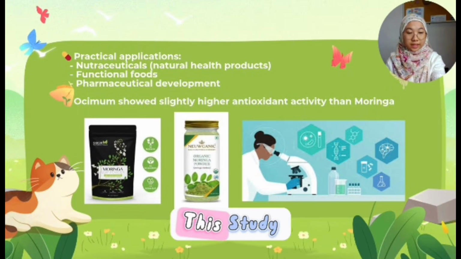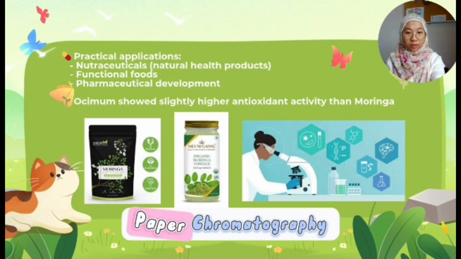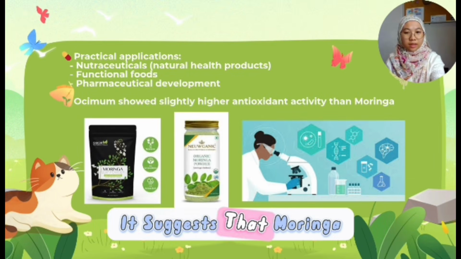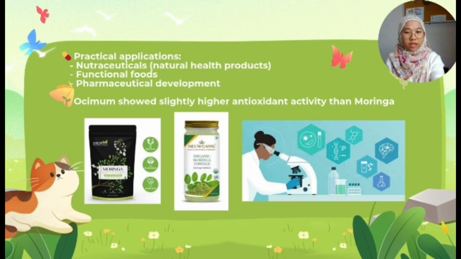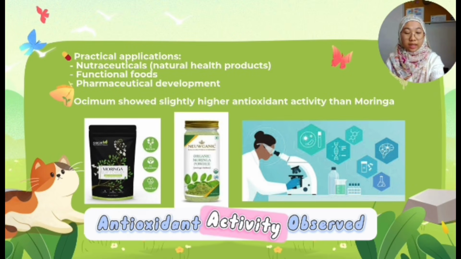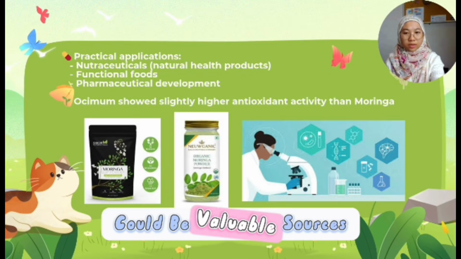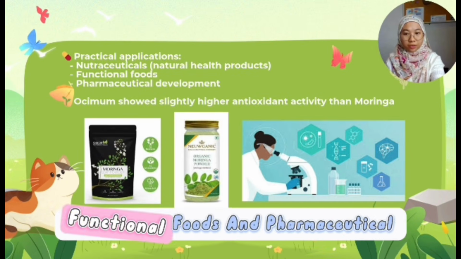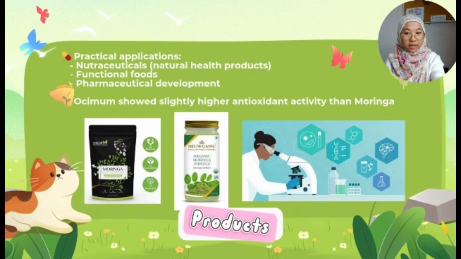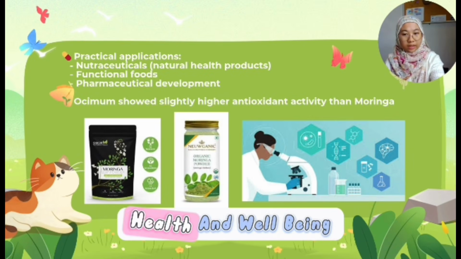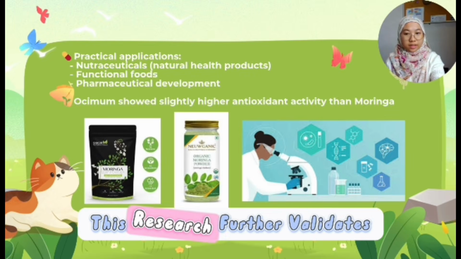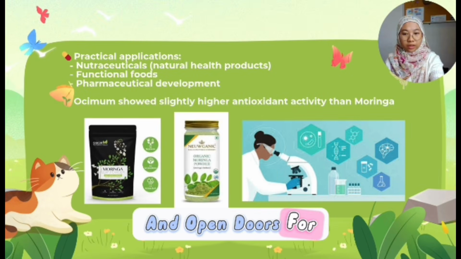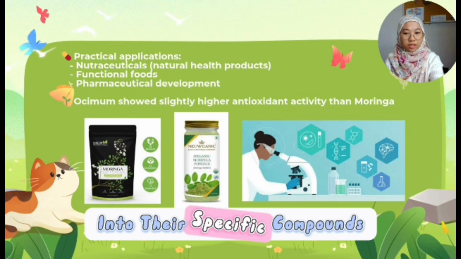Ultimately, the findings from this study, aided by techniques like paper chromatography, reinforce the medicinal value of these plants. It suggests that moringa and especially ocimum, given its slightly higher antioxidant activity observed, could be valuable sources for the development of new nutraceuticals, functional foods, and pharmaceutical products aimed at promoting health and well-being. This research further validates their traditional uses and opens doors for future investigations into their specific compounds.